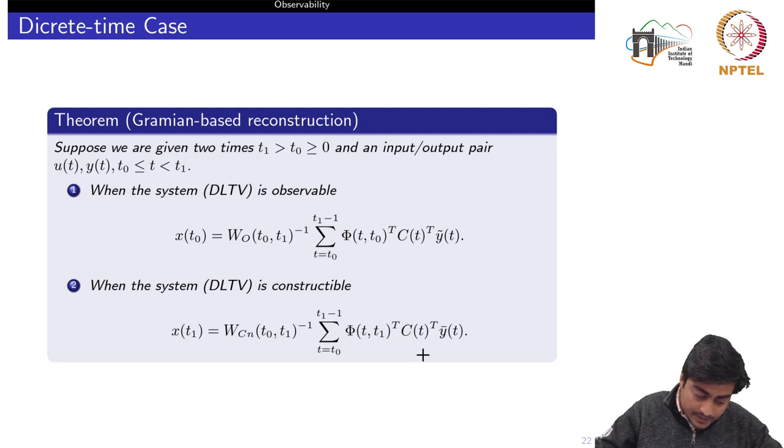Now in the discrete time case, if I want to reconstruct x t0, this is the formula you can use if your system is observable. If your system is constructible, you can compute x of t1 using this formula, where we had seen a key use of the respective Gramians.